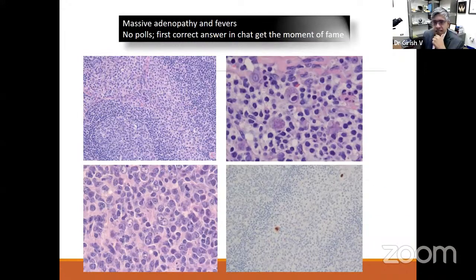So again, this patient has massive adenopathy and fevers, and there's no poll here. I'll show you these 4 stains. Tell me the right answer. Quick, we don't have much time. Okay, I'm already kind of over time, but let me. Perfect, Samriti, you got the answer.